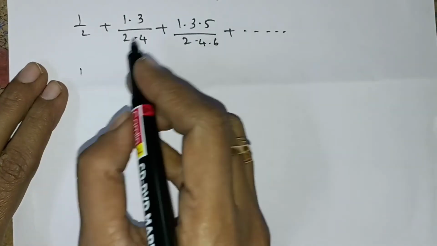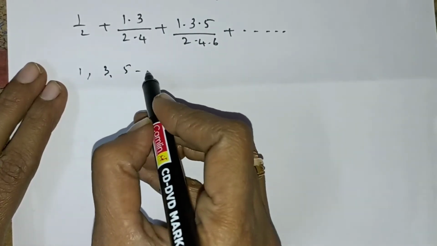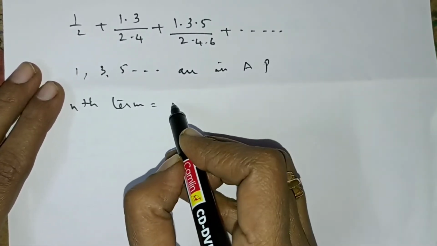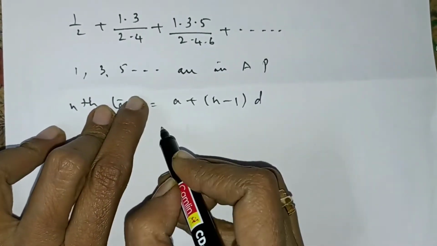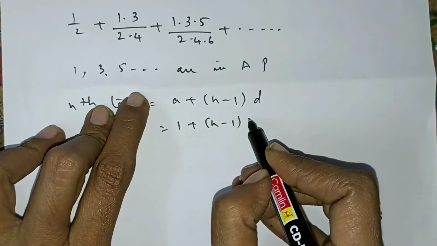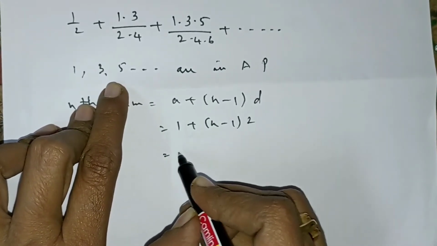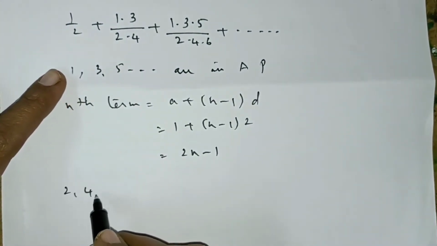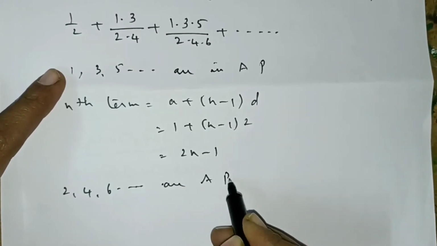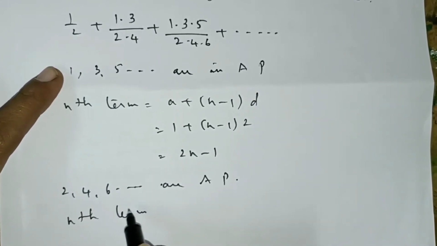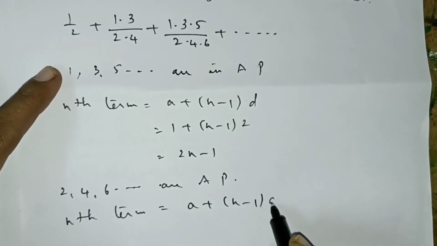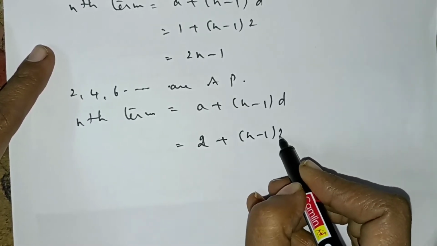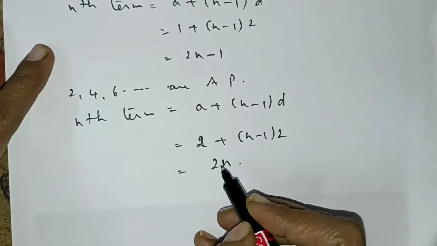How to find the nth term? If you observe the numerators, 1, 3, 5 are in arithmetical progression. The nth term is a plus n minus 1 into d, where a is the first term, 1, and d is the common difference, 2. That gives 2n minus 1. Denominators 2, 4, 6 are also in arithmetical progression: a is 2 and d is 2, so the nth term is 2n.